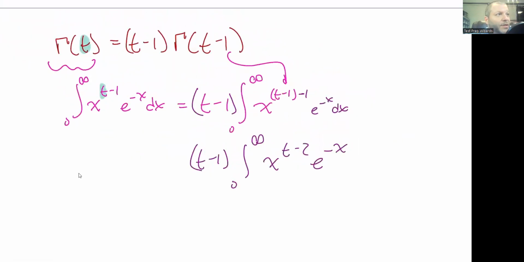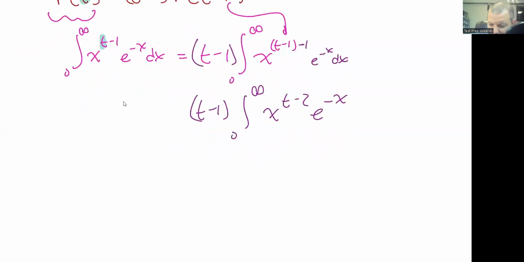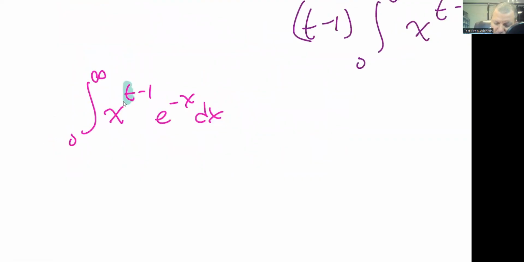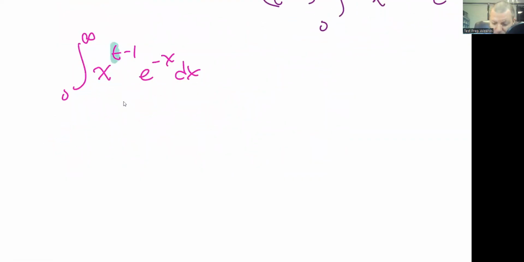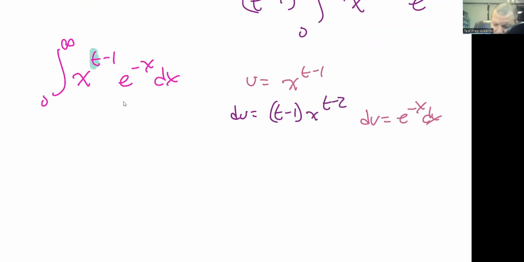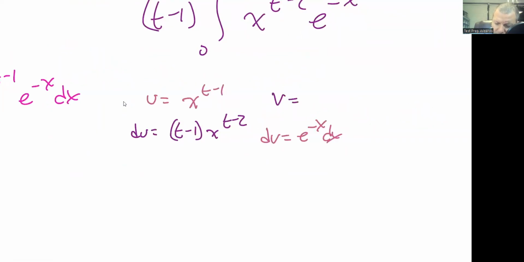So let's first start off with just this gamma of t. Let's do one integration by parts and see what we get. I'm not going to do column integration here. So I say u is equal to x to the t minus 1, dv is equal to e to the negative x dx. Then du is t minus 1 times x to the t minus 2, we've seen that before, and v is going to be negative e to the negative x.